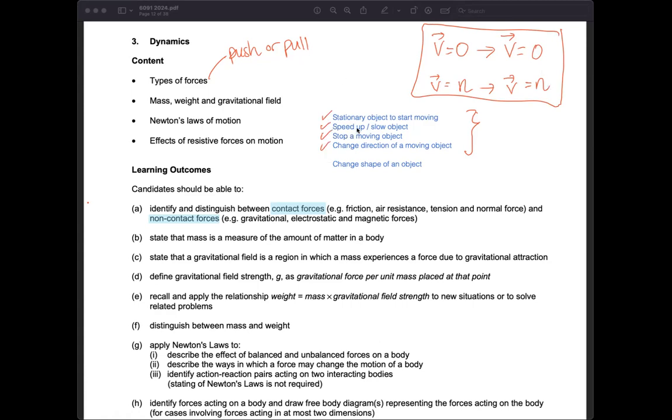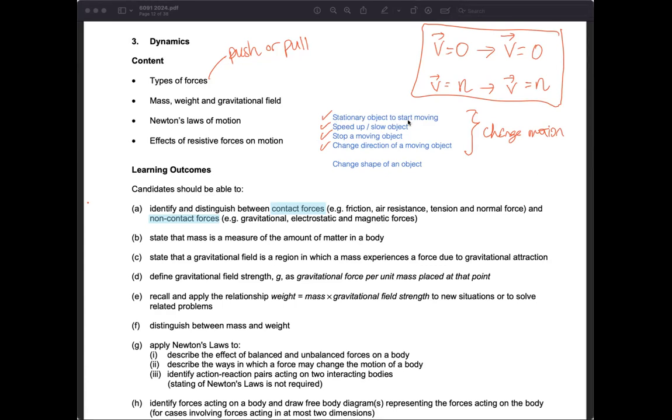Okay, so for all the other 4 scenarios here, you can say 5 if you want to split up the speed up and the slow down. Then there will be 5 different scenarios. These 5 scenarios actually change the motion of the object. Is that clear? A force, a push or a pull, can actually have an effect in these 4 or 5 areas, and these 5 areas are all a change in motion.